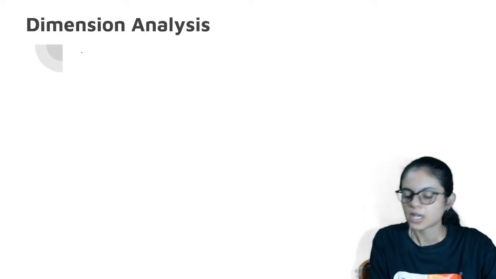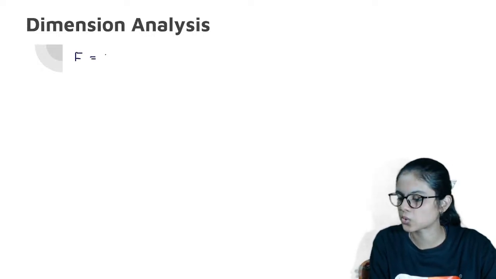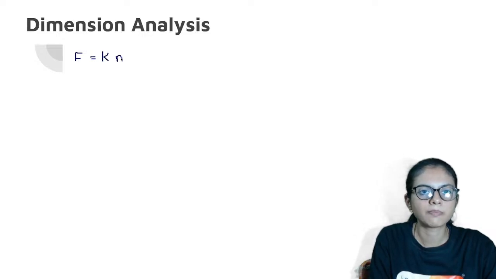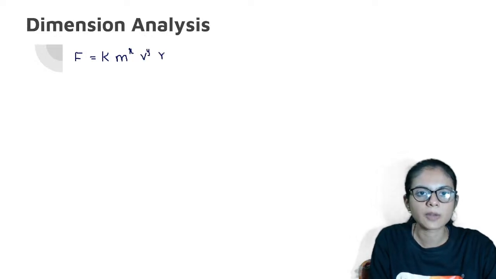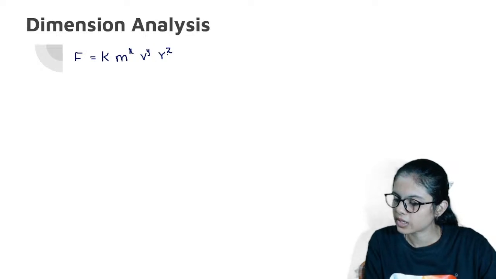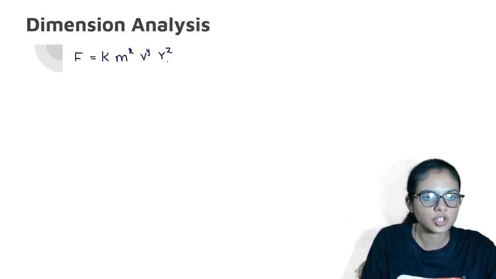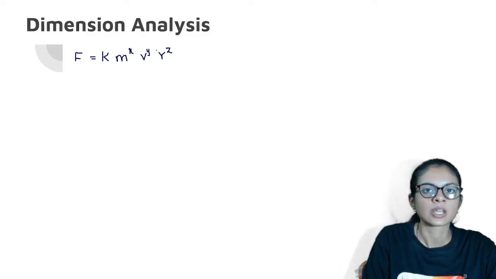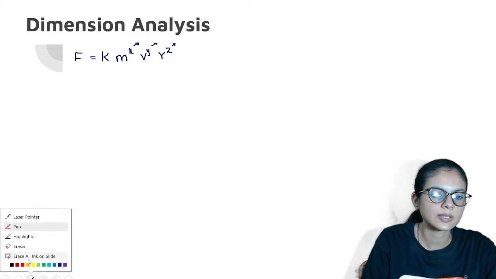So what's the question? In the question it is given that centripetal force is equal to K into m power x, v power y, and r power z. They have asked us to find the equation of centripetal force by dimension analysis. They just gave us this. Now we have to calculate what is the power x, what is the power y, and what is the power z. So let's start solving this.